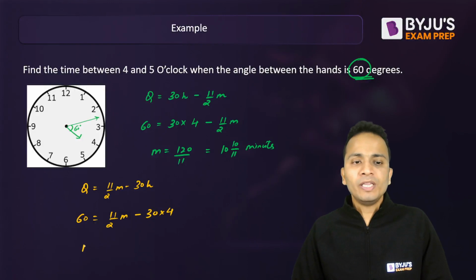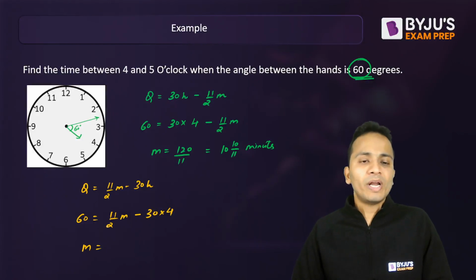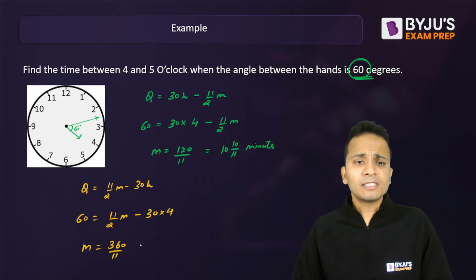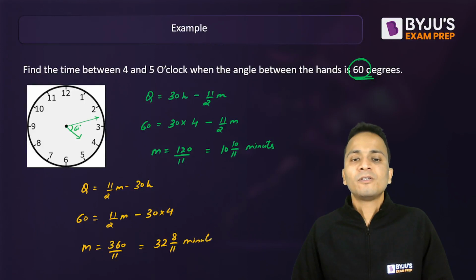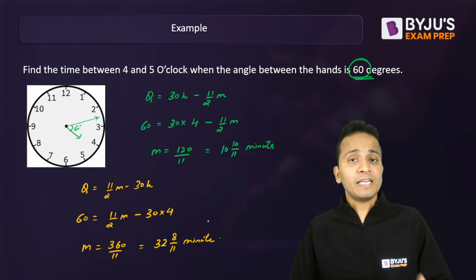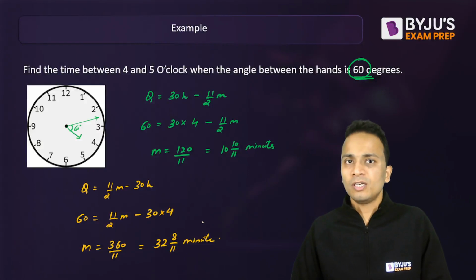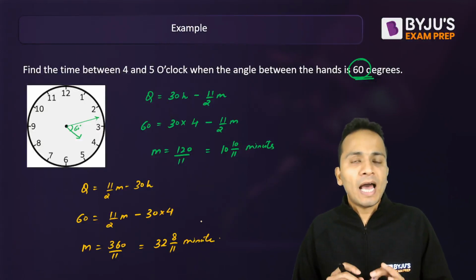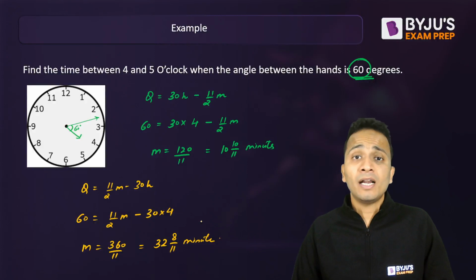All right. So in this case, the value of m will become 180 into 2, that is 360 divided by 11. Now you can simplify this and this will be equal to 32 8 upon 11 minutes. All right. So the second case will be 32 8 by 11 minutes past 4 o'clock, the time when the angle between the minute hand and hour hand will be exactly 60 degrees.